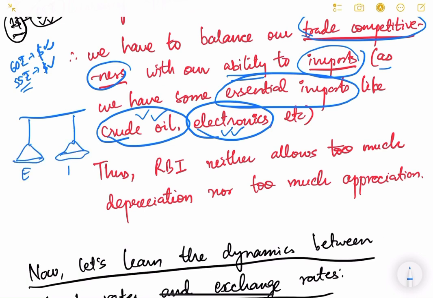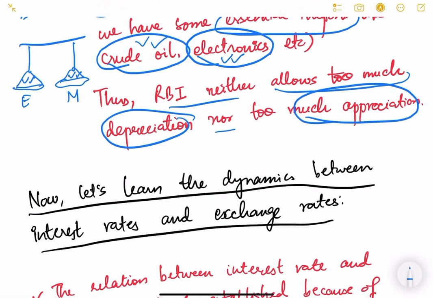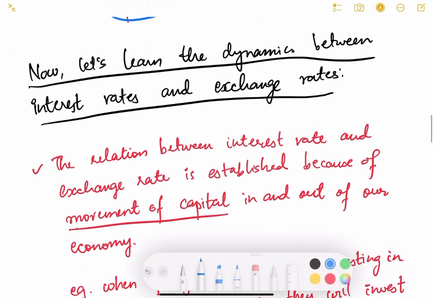This is the export, this is the import. We have to also ensure that our export competitiveness is there. At the same time, we should not pay a lot of money for purchasing our imports. So we have to balance this. Okay, therefore RBI neither allows too much depreciation nor too much appreciation. Okay, so RBI keeps it at a level at which it feels that we are comfortable for our imports. At the same time, our exports are competitive in the international market. So this we have to keep in mind. These are the things which we needed to keep in mind.